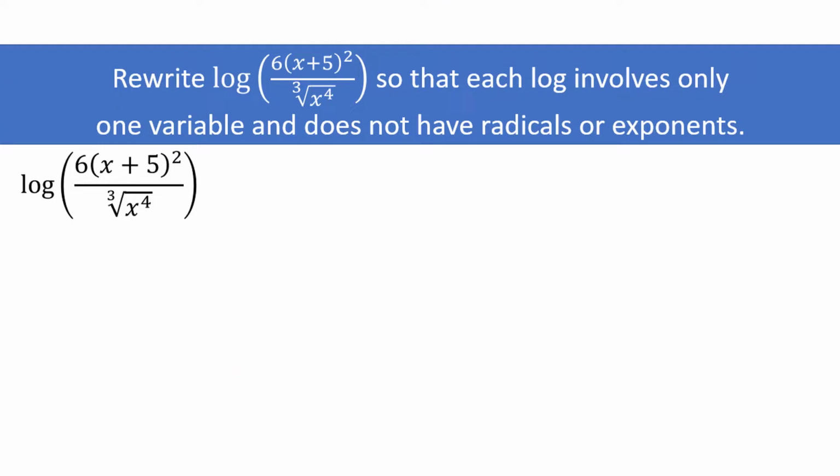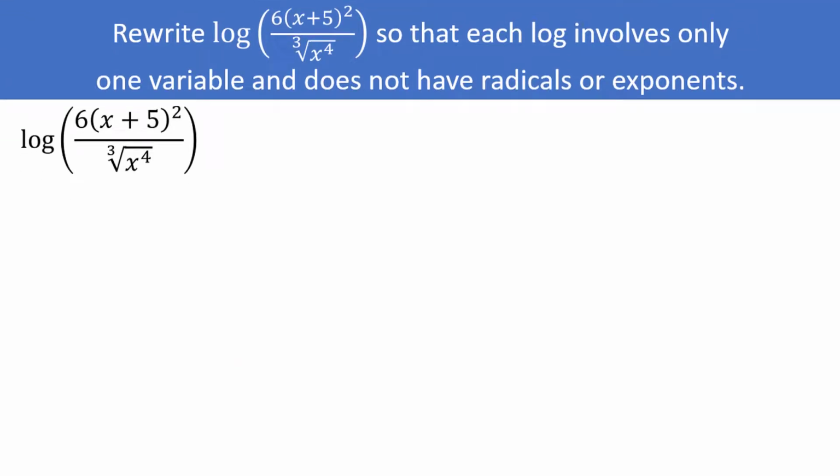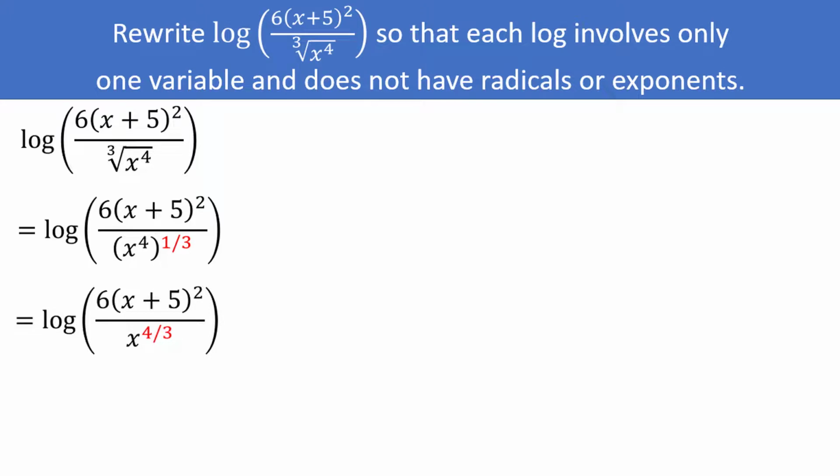Let's try log of 6 times x plus 5 squared divided by the cube root of x to the 4th power. First, I'll rewrite the denominator as raised to the 1/3 power instead of the cube root. Then we can multiply the exponents to get x to the 4/3 power in the denominator. Next, let's use the log of a quotient rule to expand this. We have log of 6 times x plus 5 squared minus log of x to the 4/3 power.